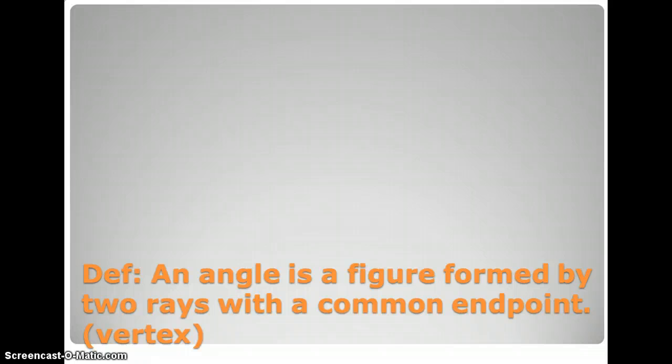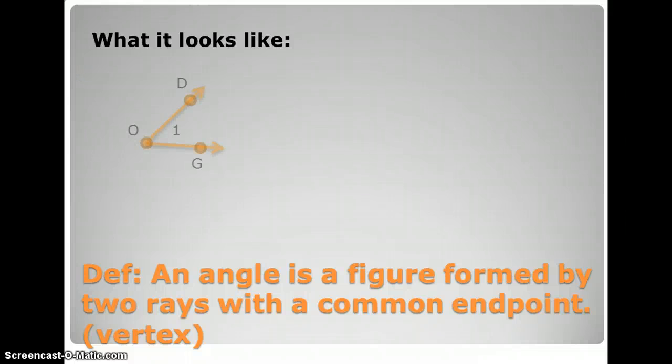An angle is a figure formed by 2 rays with a common endpoint. This is a very important point. I'll pull up the picture here for you. We have O as our vertex, and I know that's the vertex because that's where ray OD and ray OG are going to intersect. That's where they meet. And you'll notice that the vertex does not have any arrows or anything like that on it.